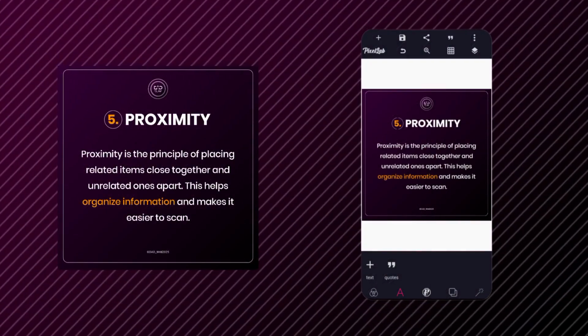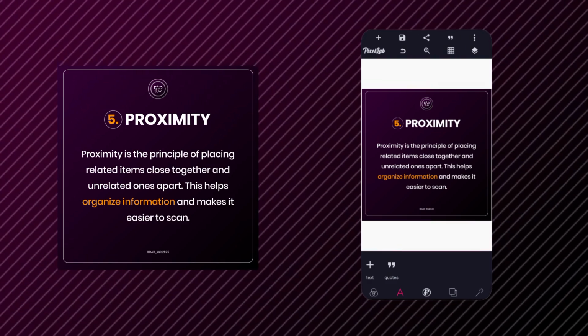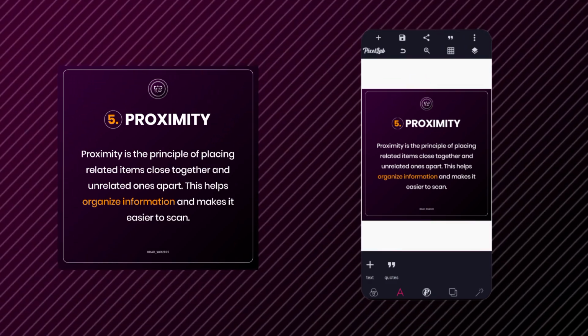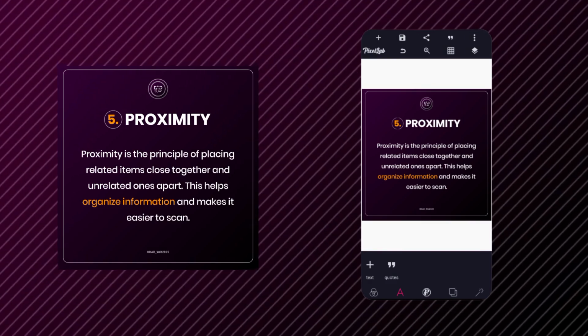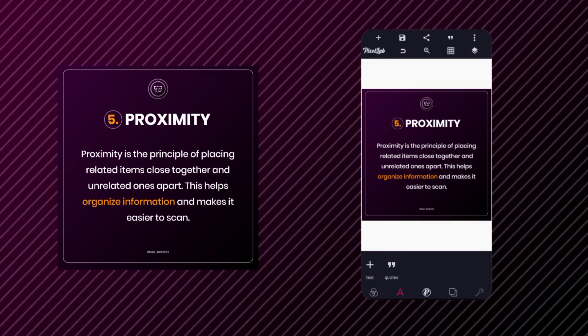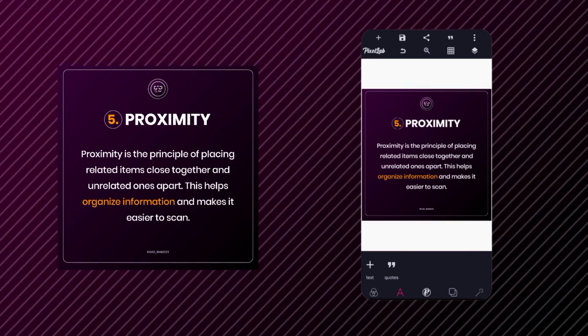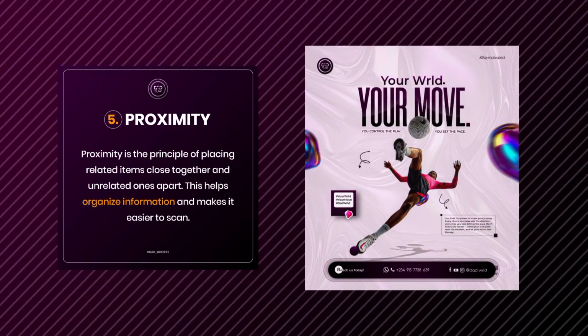Next principle, proximity. Proximity is the principle of placing related items close together and unrelated ones apart. It helps organize information and makes it easier to scan. For example, grouping a heading with the paragraph beneath it.